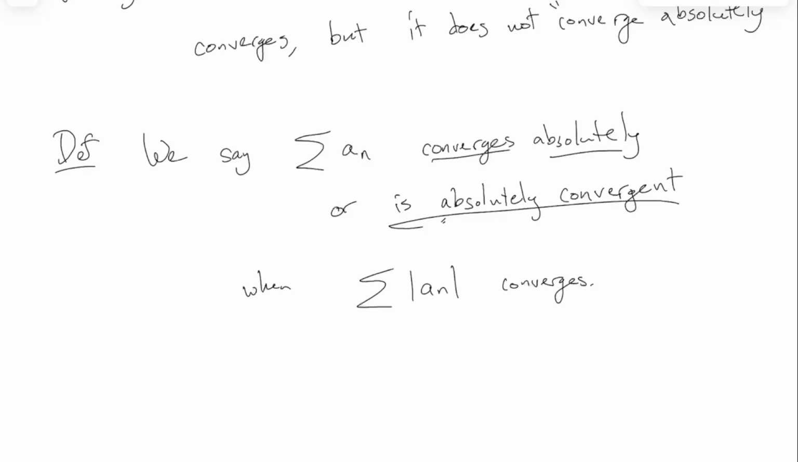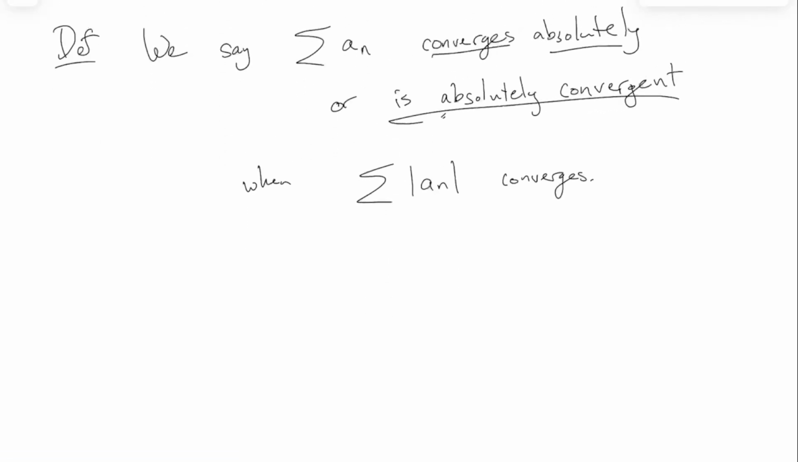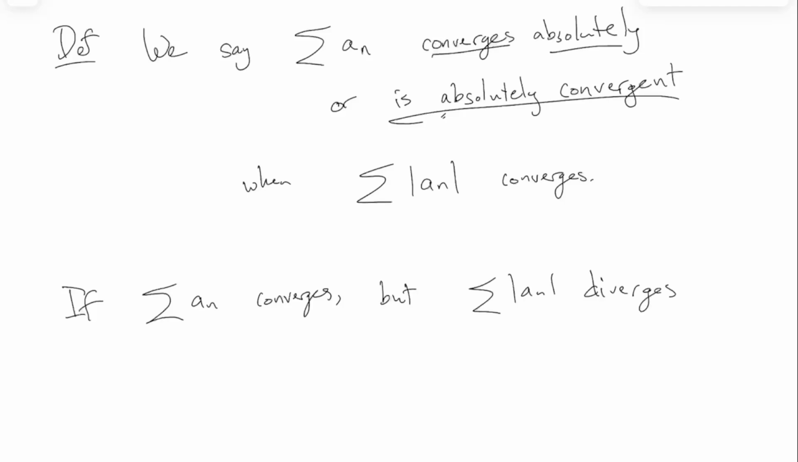So a series converges absolutely when the series converges even after you take the absolute values. All right? And if that's not the case, we do have some examples that we've seen where this is not the case. If the sum of a_n converges, but the sum of the absolute value of a_n diverges, there's a name for that. We say the sum of a_n is conditionally convergent.